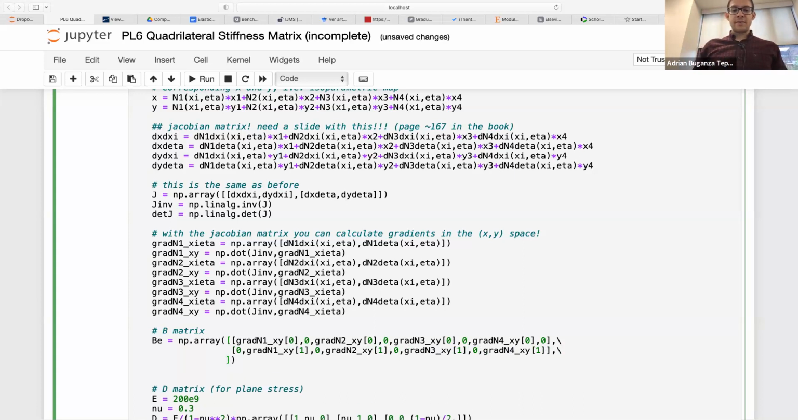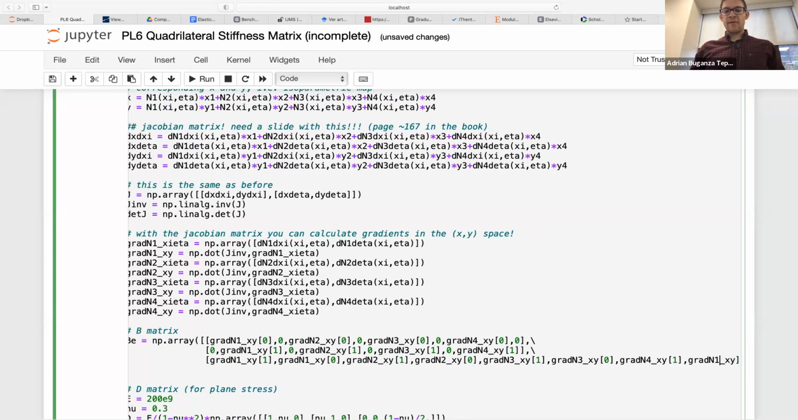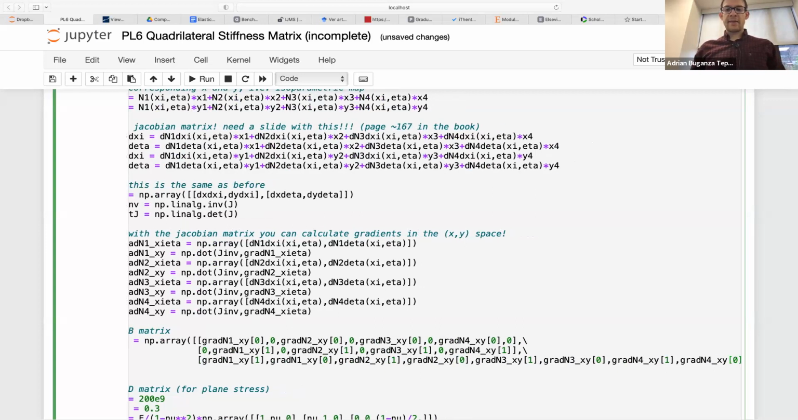And the last row is the dn1 dy, comma, dn1 dx, comma, dn2 dy, comma, dn2 dx, comma, dn3 dy, comma, dn3 dx, comma, dn4 dy, and then finally dn4 dx.